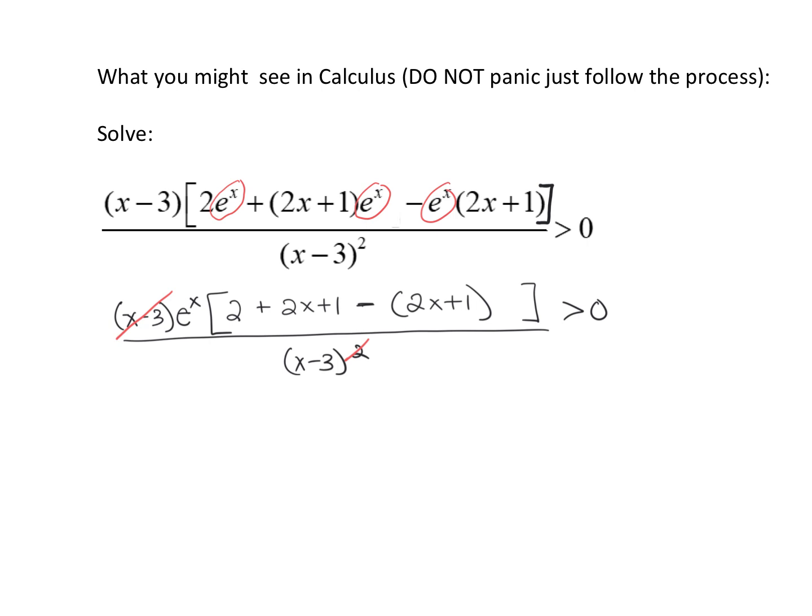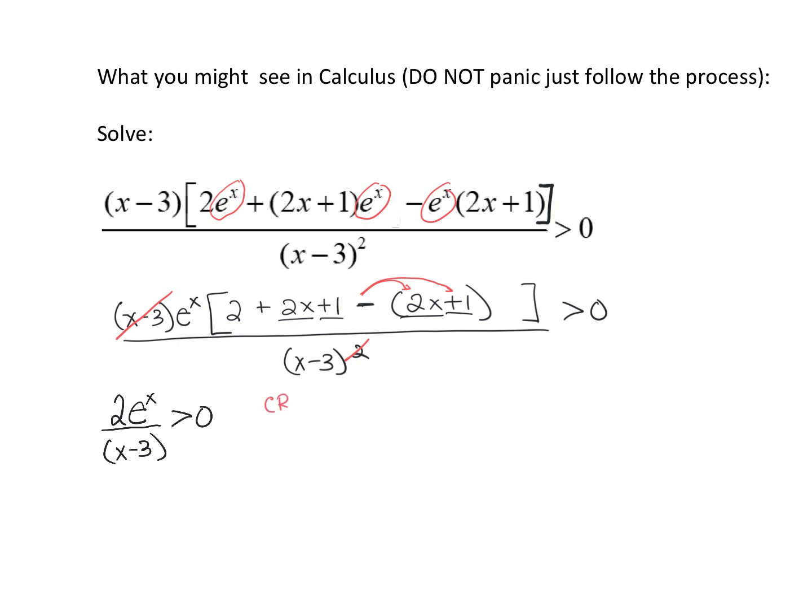And if I collect like terms in here by first distributing, I'm going to have e to the x, and then I'm going to add these things inside. So I have 2x minus 2x goes to 0, minus 1 is also 0, so I have a 2 on the top, over x minus 3, and it's still greater than 0.